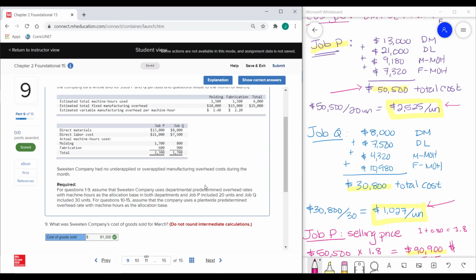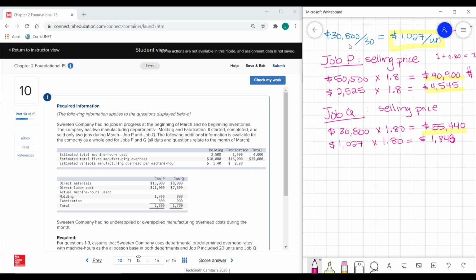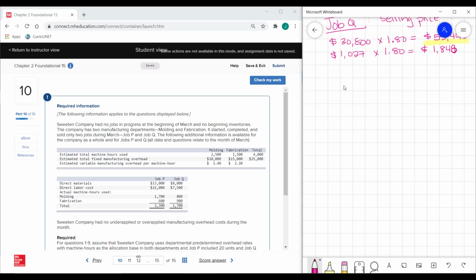There we go. Okay, so we simply added the cost of the 2 jobs together to find the cost of goods sold because we are told that we sold both jobs. All right, so now we've finished the first batch, questions 1 through 9.